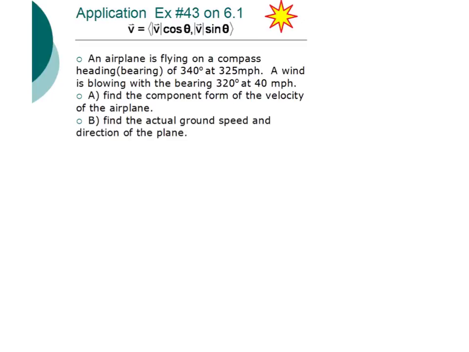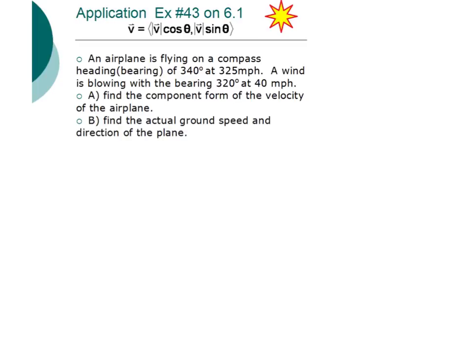We have two parts that says find the component form of the velocity of the airplane and find the actual ground speed and direction of the plane. So we're going to take this information, turn it into a component form of a resultant vector, and actually convert that to actual ground speed and direction of that airplane. Okay, very applicable type of problem here.